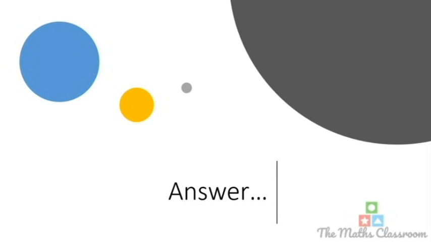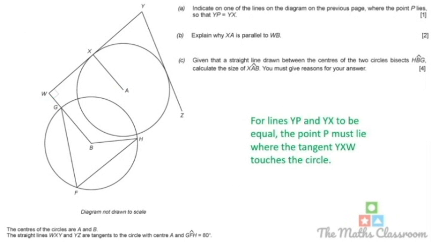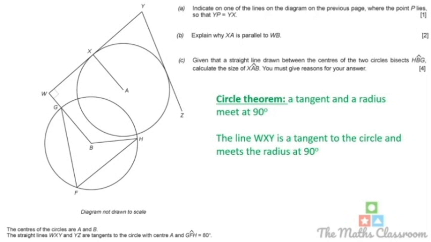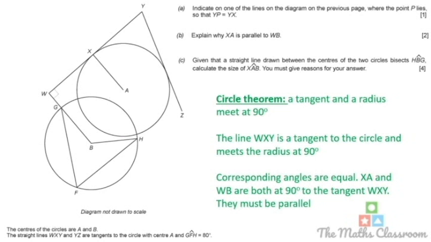Let's have a look at the answers. For lines YP and YX to be equal, the point P must lie where the tangent YXW touches the circle. Part B. For this part of the question we need to use the circle theorem that a tangent and a radius meet at 90 degrees. The line WXY is a tangent to the circle and meets the radius at 90 degrees. Corresponding angles are equal. XA and WB are both at 90 degrees to the tangent WXY.